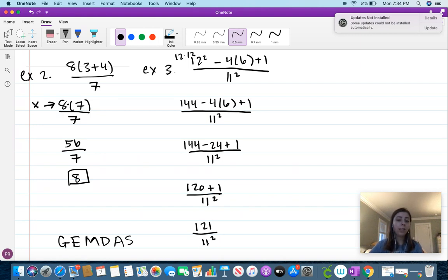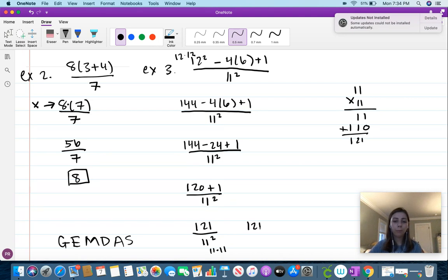All that's there is exponents. We have an exponent, 11 squared. That means 11 times 11. Let's just do that over here real quick. 1 times 1 is 1. 1 times 1 is 1. Placeholder. 1 times 1 is 1. 1 times 1 is 1. Add them together, and you get 121.